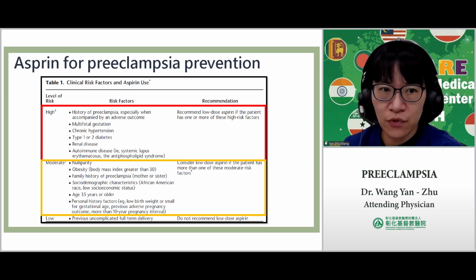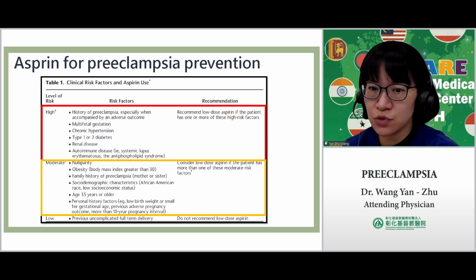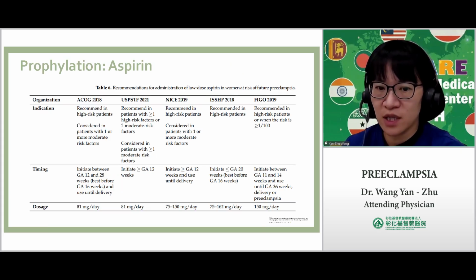So, like we told before, we can identify the high risk group, we can identify the moderate risk groups, and for those low risk groups, we can send them to do the FMF preeclampsia screening. And for these patients, we give them aspirin.